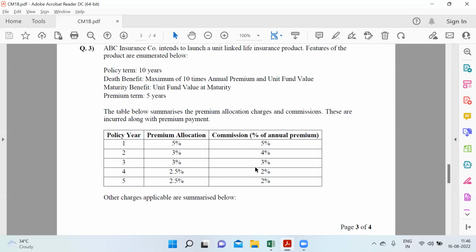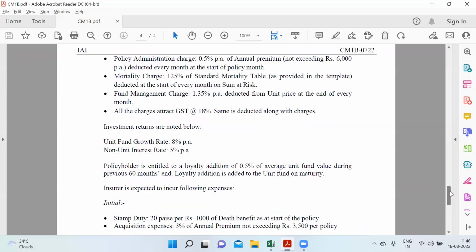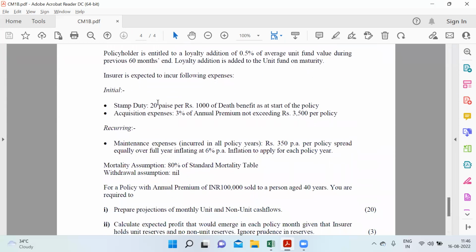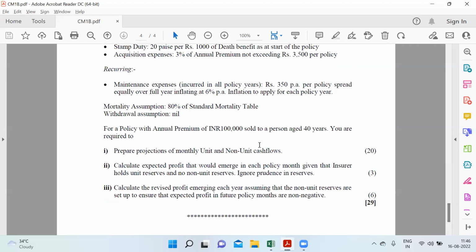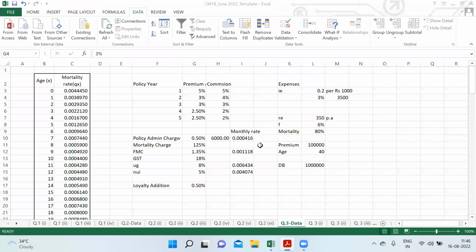Then we have the charges applicable. Policy administration 0.5% is deducted every year, then mortality charge and fund management, and all charges have 18% GST. Then the unit fund growth rate and non-unit fund growth rate. It has been said that the policyholder's loyalty addition is only at 60 months, an average of 0.5% of the 60-month end fund value. Initial, expected recurring expenses and so on, and a revision is given to do monthly and non-monthly unit cash flows.